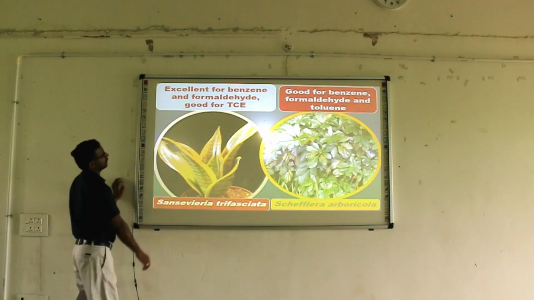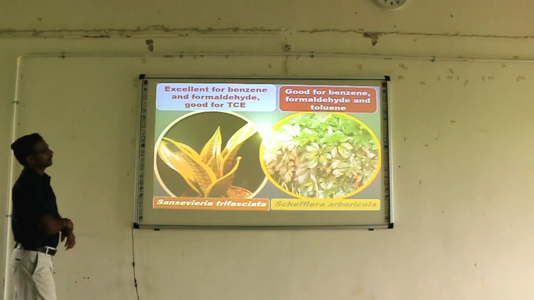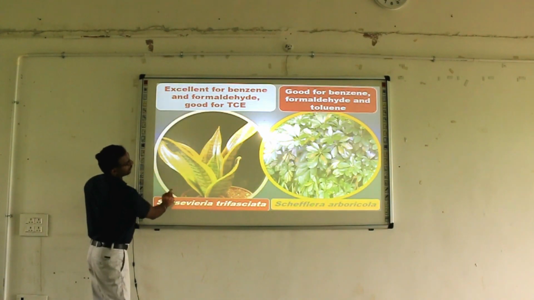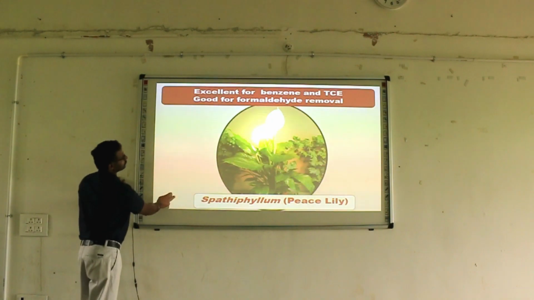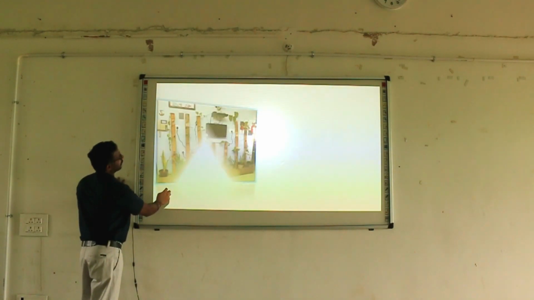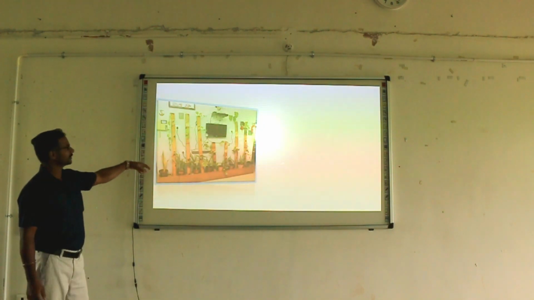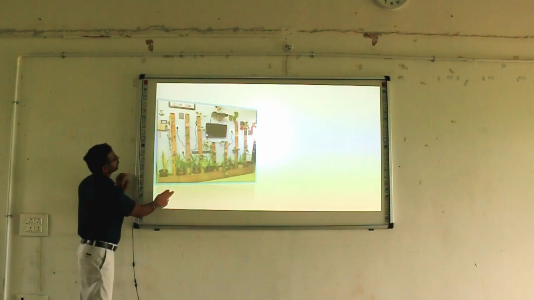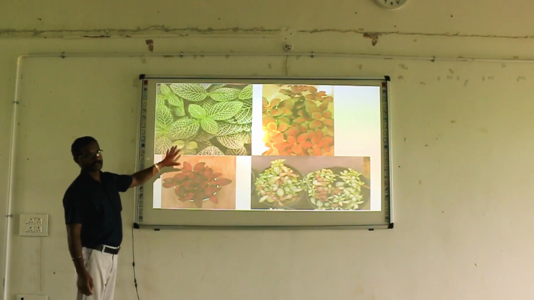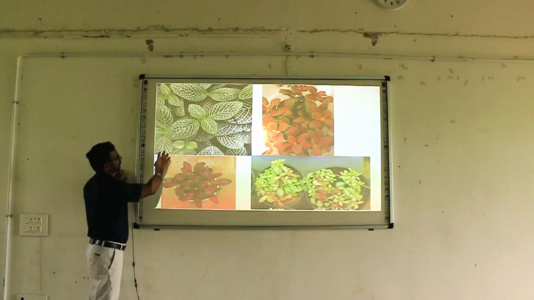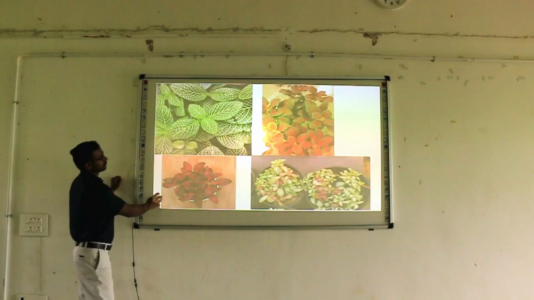Then Sansevieria is also an important plant for removal of benzene, formaldehyde and trichloroethylene. Here, the peace lily. Somewhere here, people are using the living area with a different method of indoor gardening. This plant is Fittonia, a very good indoor plant. Another common name is Naru plant.